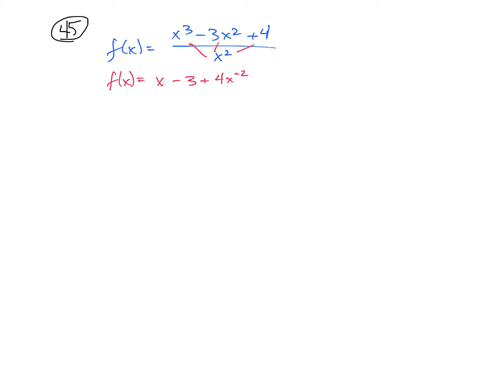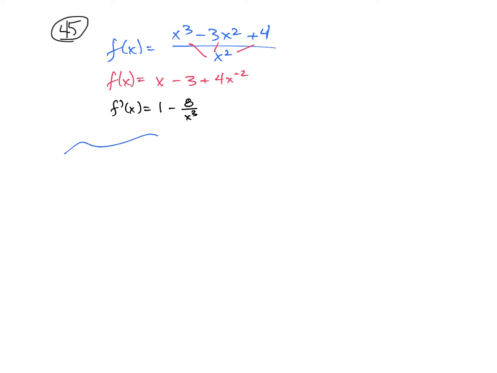All right, so now I'm going to take a derivative. So how do I show that I'm taking a derivative? F prime of x. So what's the derivative of x? 1. What's the derivative of negative 3? 0. All right, so now what's my derivative of 4x to the negative second? Negative 8x to the negative third, but let's simplify it right now. So it's negative 8 over x cubed. All right, because it goes to the basement. Good, good? All right.